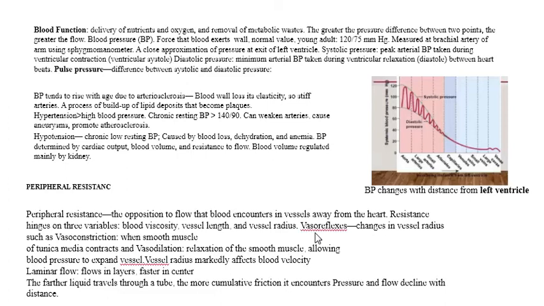They call it tunica media. These smooth muscles contract to cause constriction, and relax to cause vasodilation, allowing the blood vessel to expand. So the blood vessels markedly affect the blood velocity. Laminar flow means that the blood flows in layers. In the center, the flow is higher and quicker than near the wall.